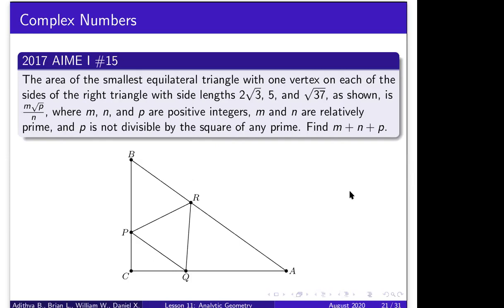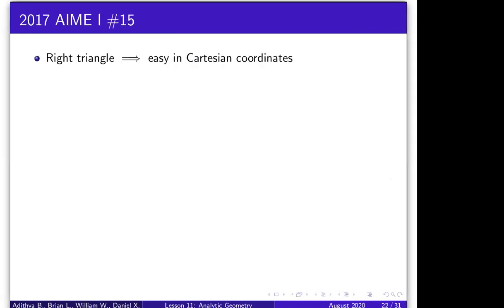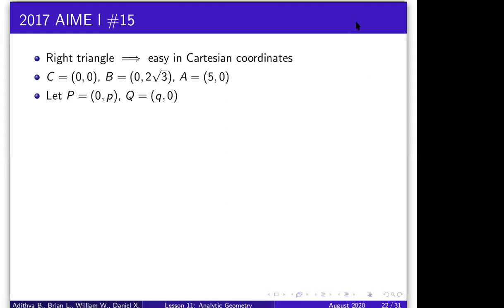Right, so let's first set up our axes. I saw someone already said we want C to be the origin, right? Because it's a right triangle and you almost always want the right angle to be at the origin. So you just let CA be the x-axis, CB be the y-axis. And then P and Q are just arbitrary points on the two sides of the triangle, right? That means that they're on the axes. So let's just give them coordinates. So now, how would we find R?